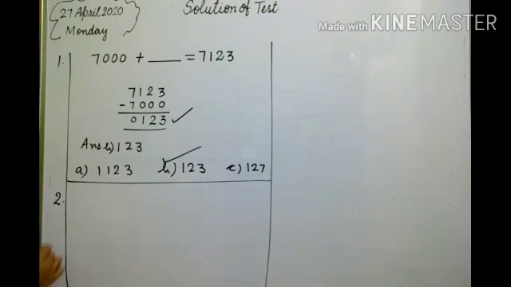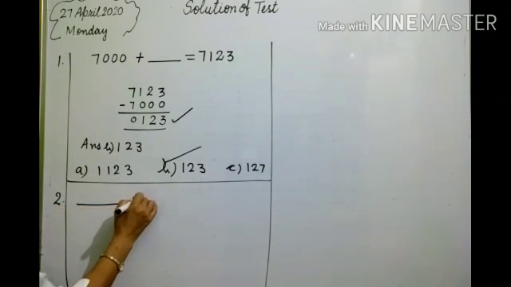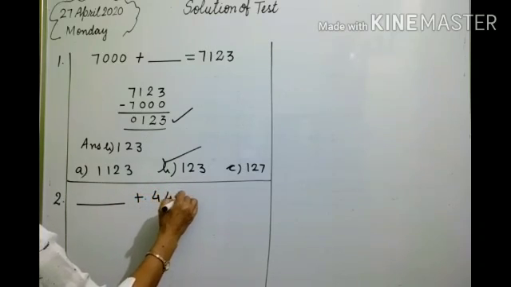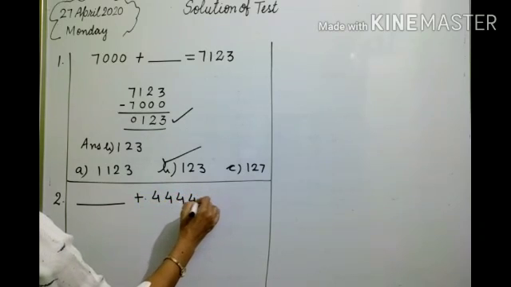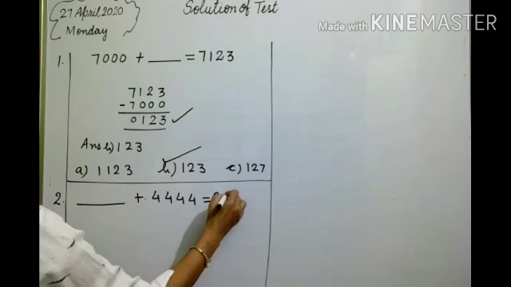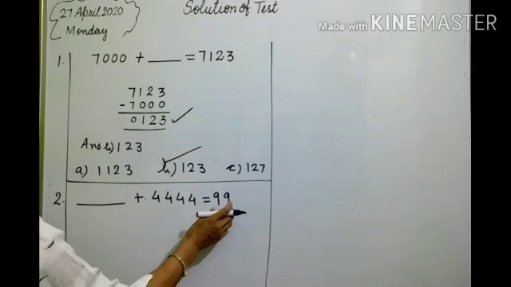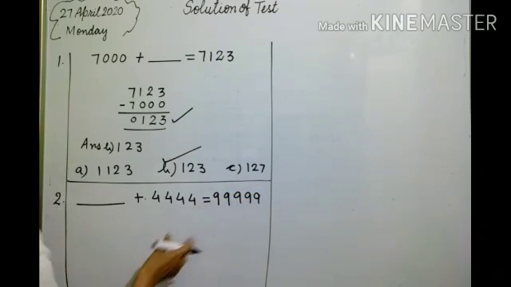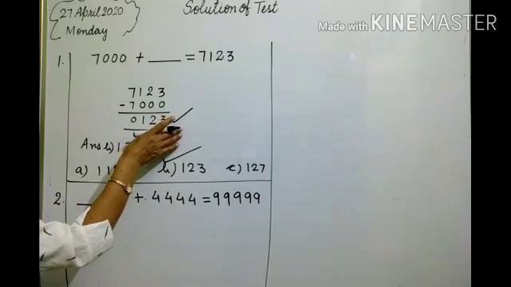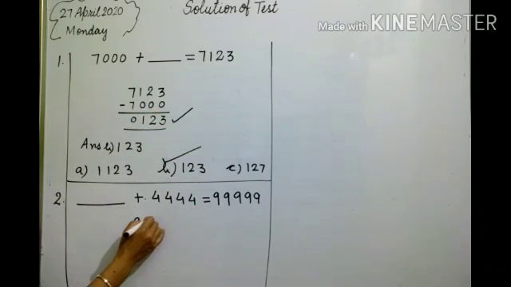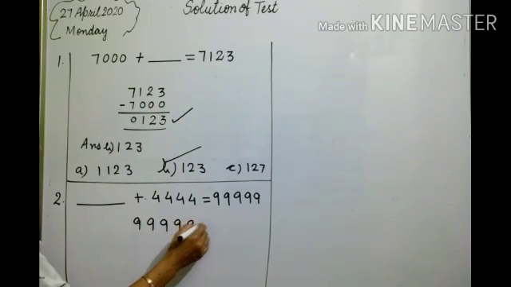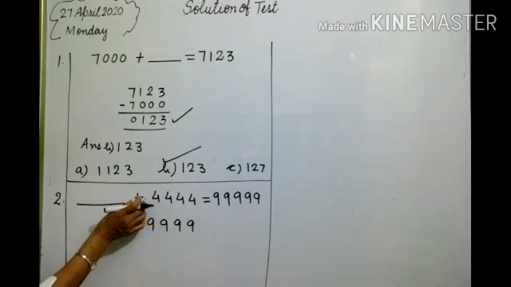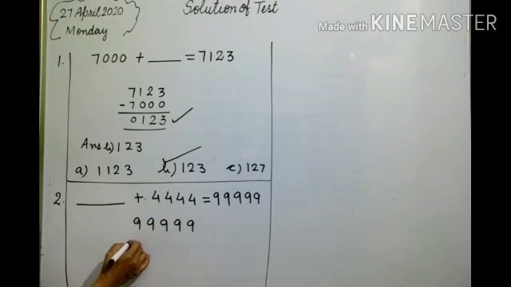Let's take question number 2. The first number is not given, you have to find it. The second number given is 4,444, and the answer is given, 99,999. The same process we will follow as in question 1. The sum we will write, meaning from the answer we will subtract the number which is given to us. If the symbol is addition, then we will do subtraction.